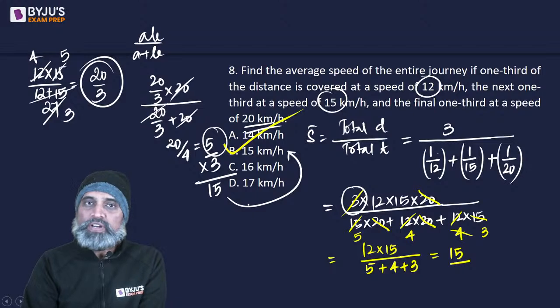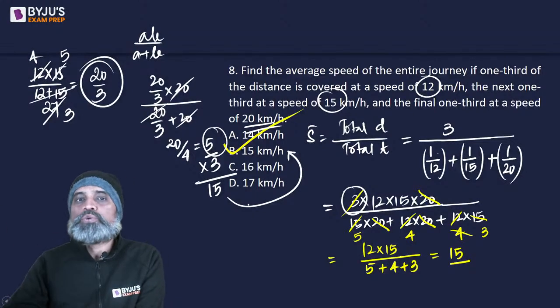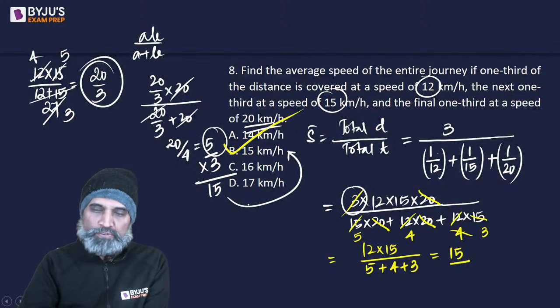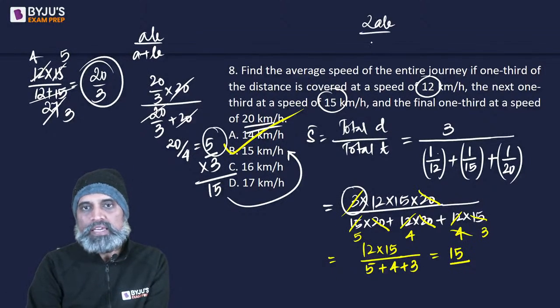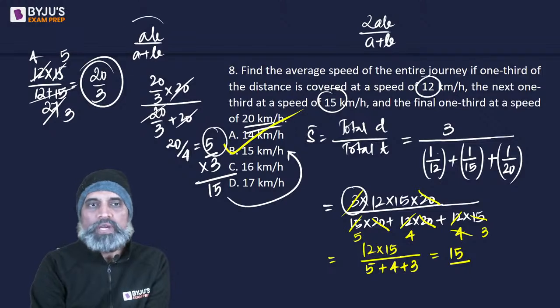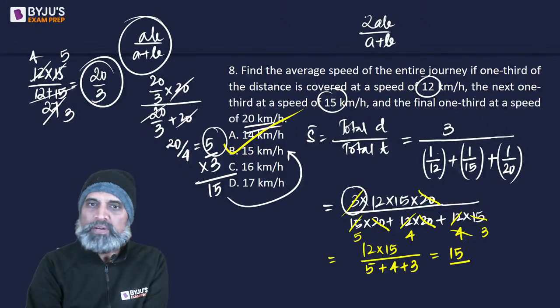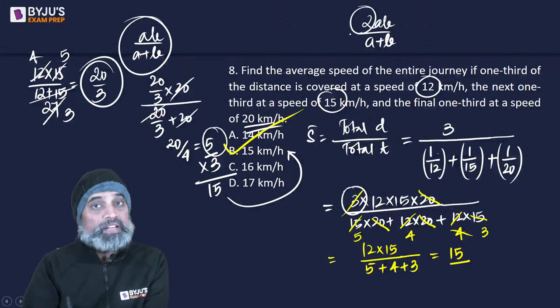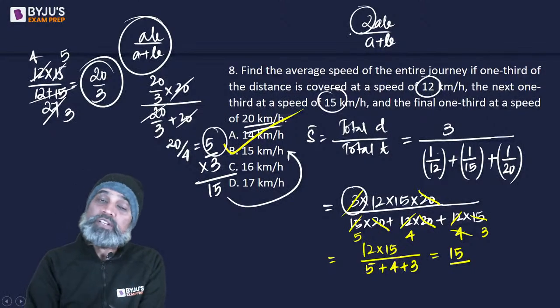This is a much faster approach if we have more than 2 cases. This is harmonic mean if you guys have done average speed. Harmonic mean is given as 2AB by A plus B. I'm saying I will do AB upon A plus B, but I'll multiply it with 2 later on. But if there are 3 numbers, I'll multiply it with 3 later on. Later on means the last step.